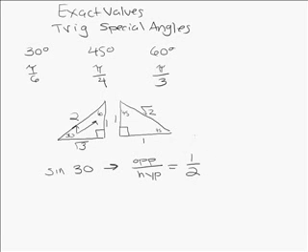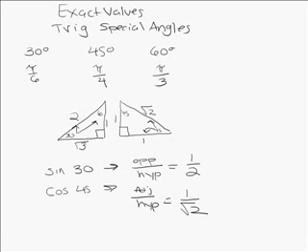Say we wanted the cosine of 45 degrees. Cosine of 45, and we know cosine is adjacent over hypotenuse. So we look at 45, we see the adjacent, we see the hypotenuse, and we know that is 1 over root 2. And then, of course, we would rationalize this and so forth, but we already know how to do that.